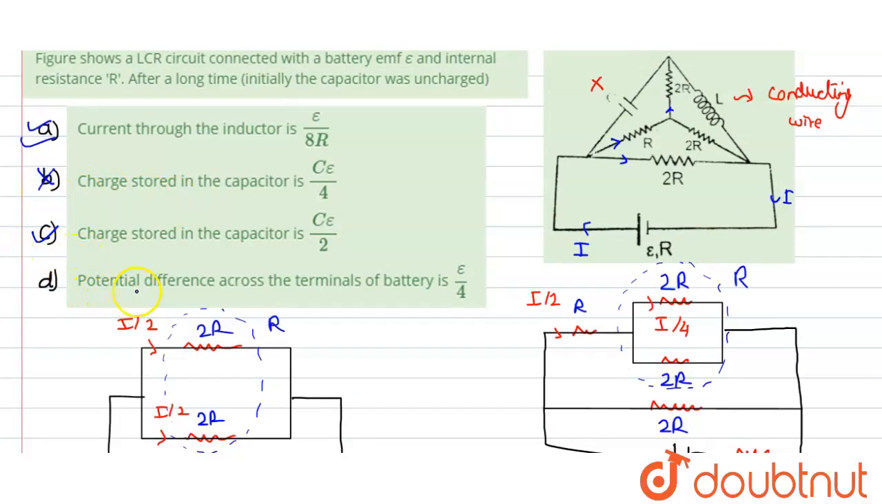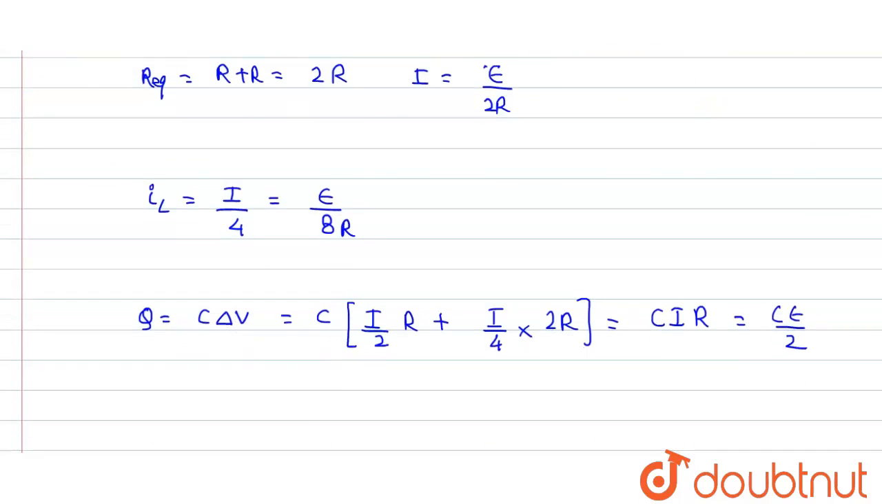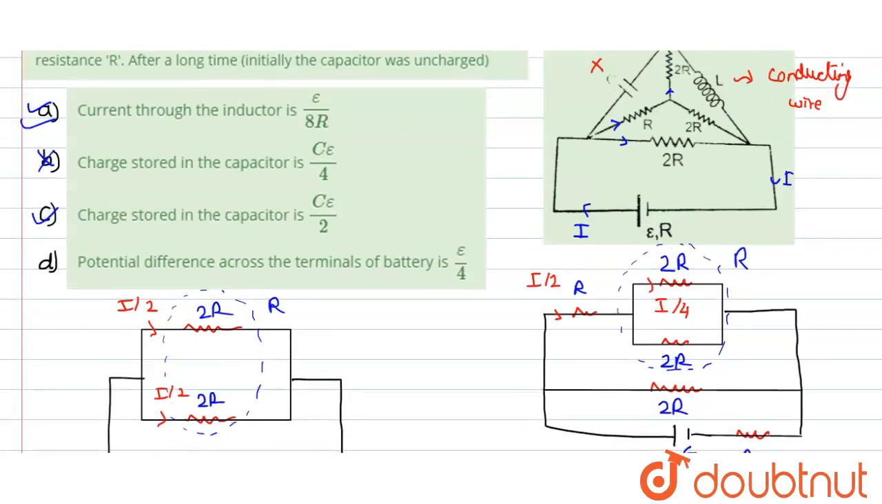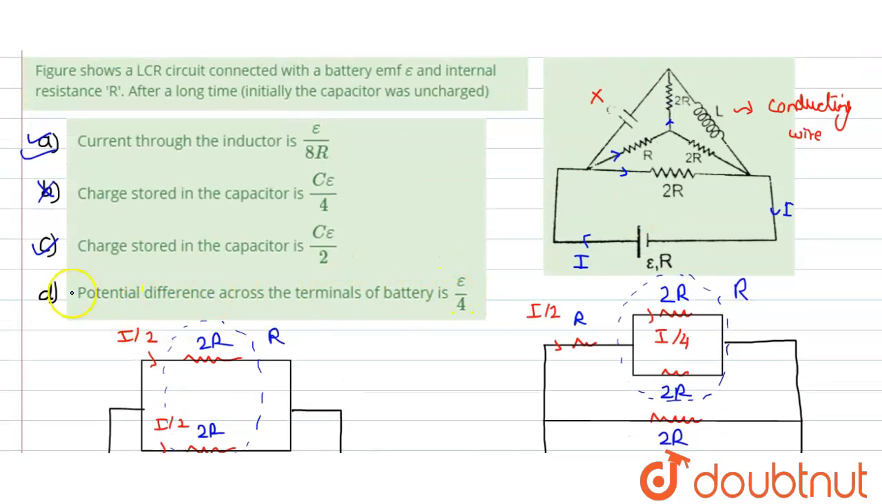B would be wrong. Now also we need to find the potential difference across the terminal of the battery. Now it is very simple. Once we know the EMF and the current, the potential difference across the battery is equal to E minus I into R, the internal resistance. The E value is given, so E minus the current value we have calculated, E divided by 2R, and the resistance of the battery is capital R. So this R and this R would be cancelled. E minus E by 2, that means E divided by 2. If we check this option, it is given as E by 4. So this is wrong. So the correct options are A and C.